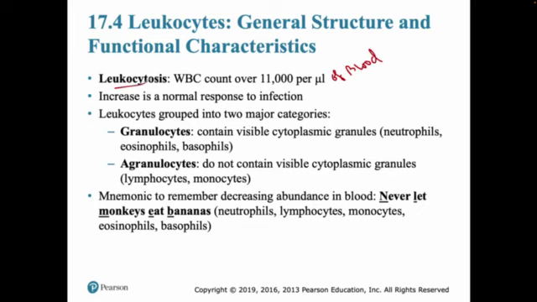In general, leukocytes are of two categories: granulocytes and agranulocytes. Granulocytes have visible cytoplasmic granules which can be stained, and when you stain them, they get some color. There are three types: neutrophil, eosinophil, basophil. Agranulocytes do not have these granules. There are two types: lymphocytes and monocytes.